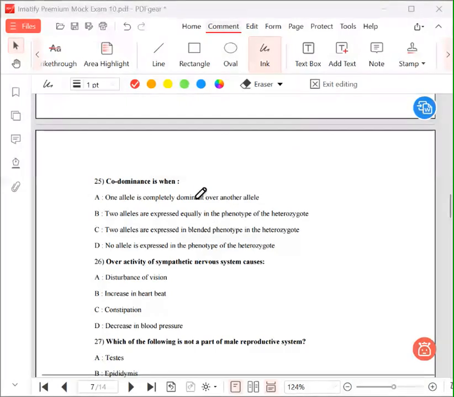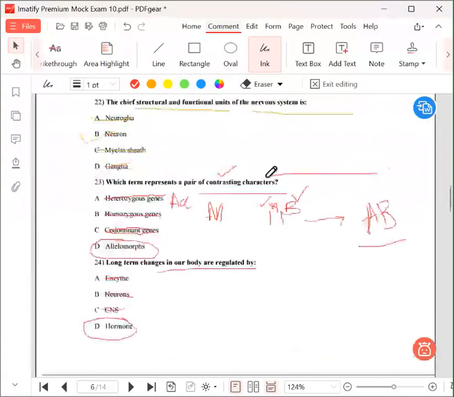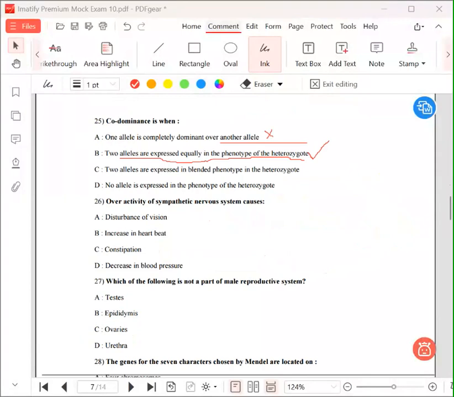Codominance. Codominance is when one allele is completely dominant over another allele. No, that's complete dominance. Two alleles expressed equally in the phenotype of the heterozygote. Yes, two alleles are expressed equally in the phenotype of the heterozygote, just as in the AB blood group example.